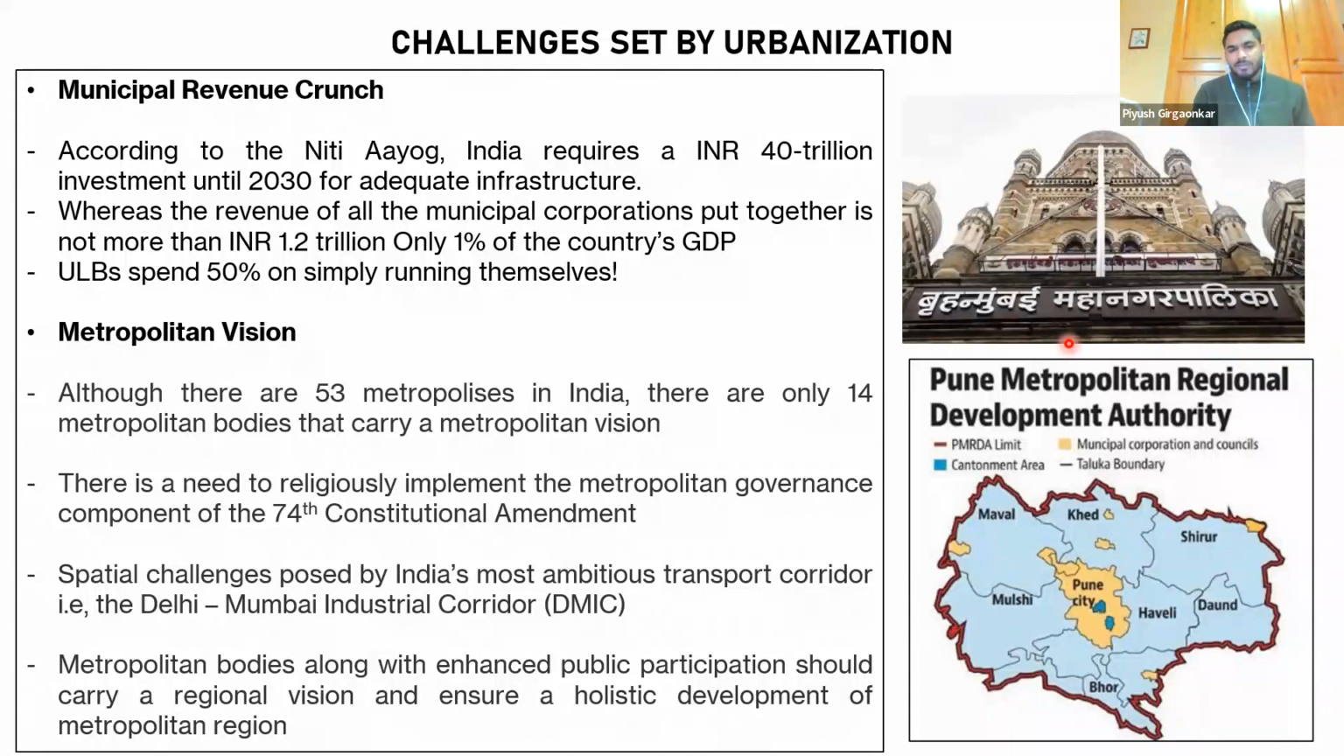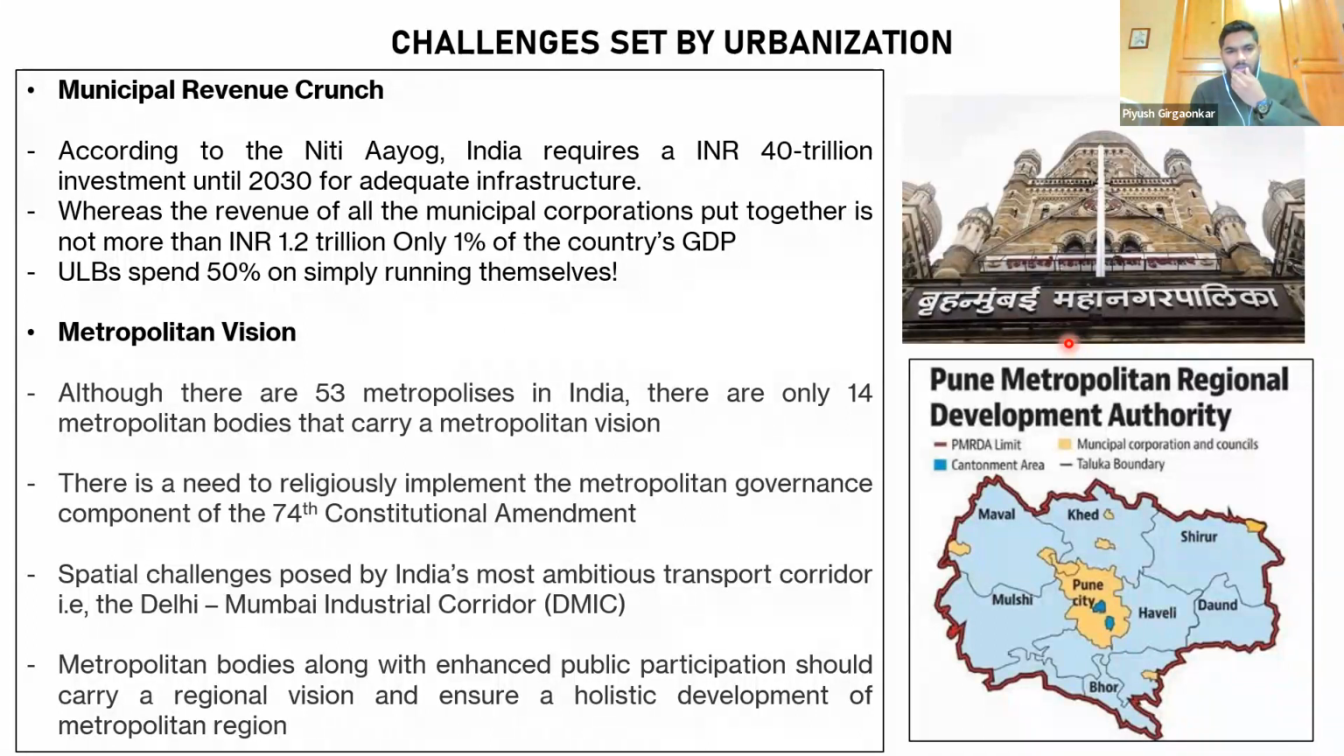Like I had said, there are 53 metropolises, and there are only 14 metropolitan bodies to envision the vision of the 74th Constitutional Amendment. What do I mean by metropolitan bodies? There are bodies like MMRDA, the Mumbai Metropolitan Region Development Authority, and PMRDA, for example. So these metropolitan bodies are set up according to the 74th Constitutional Amendment. There is a provision in that.